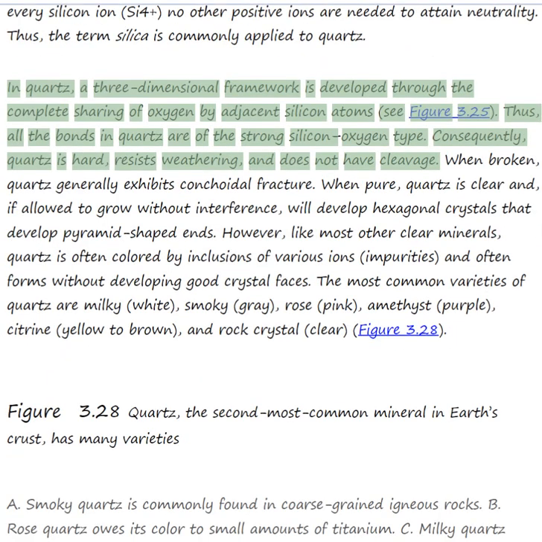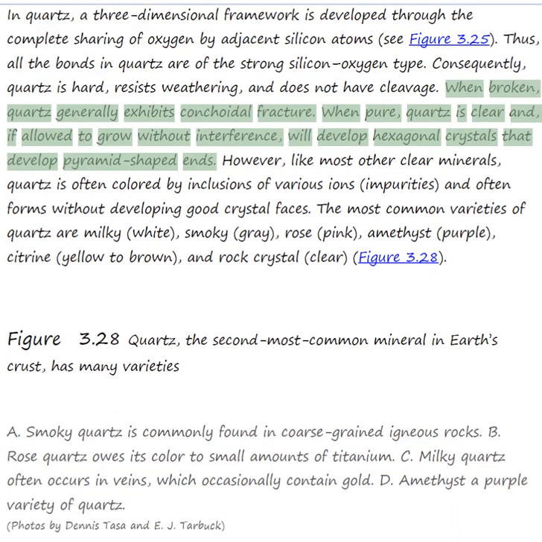In quartz, a three-dimensional framework is developed through the complete sharing of oxygen by adjacent silicon atoms. Thus, all the bonds in quartz are of the strong silicon, oxygen type. Consequently, quartz is hard, resists weathering, and does not have cleavage. When broken, quartz generally exhibits conchoidal fracture. When pure, quartz is clear and, if allowed to grow without interference, will develop hexagonal crystals that develop pyramid-shaped ends.